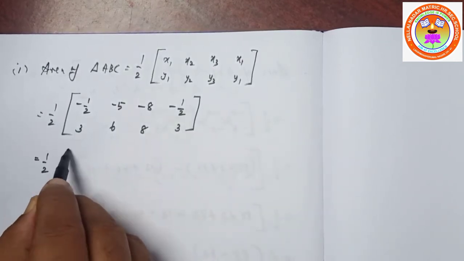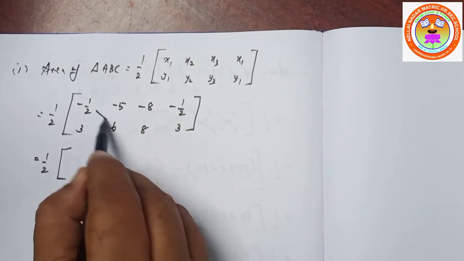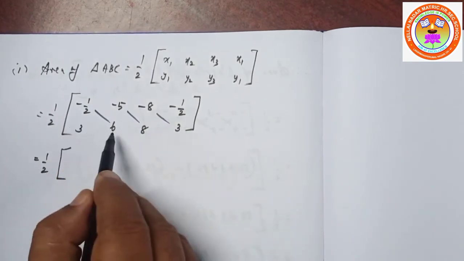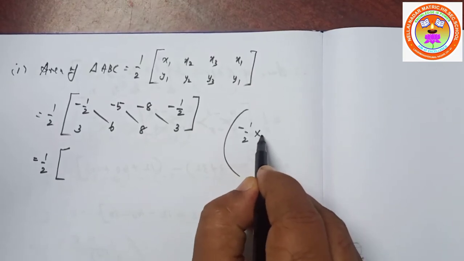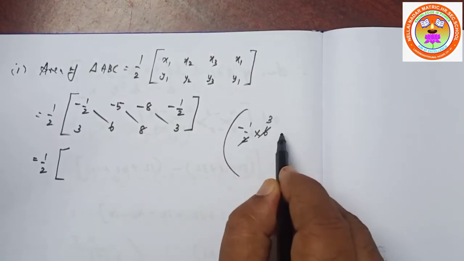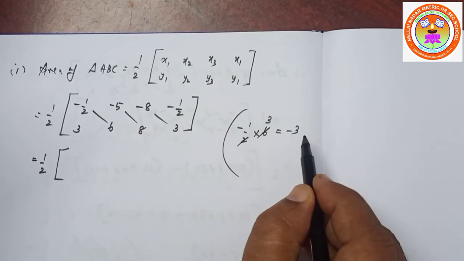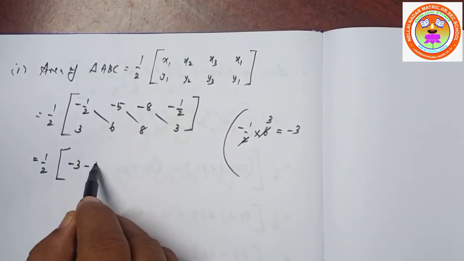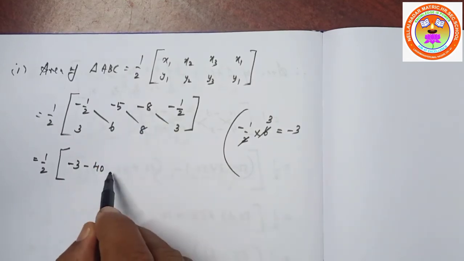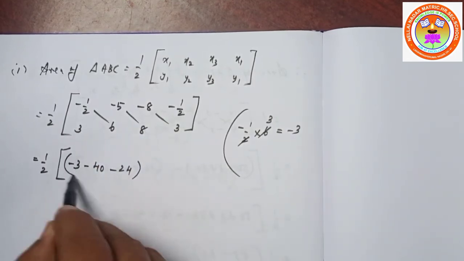That is equal to half into multiply minus half into 6. Minus half into 6 is minus 3. Minus 1 into 3, minus 3. Minus 5 into 8, minus 40. Minus 8 into 3 is equal to minus 24.